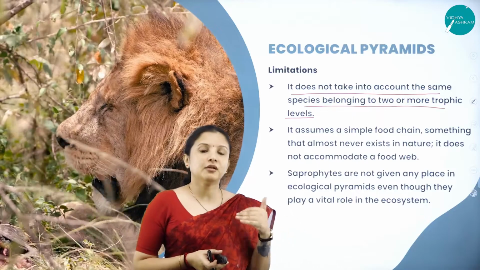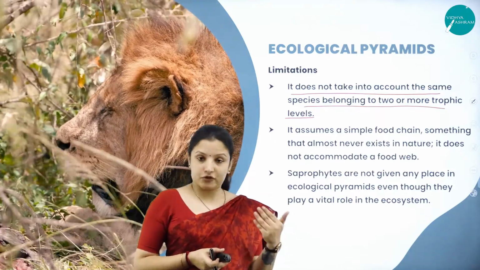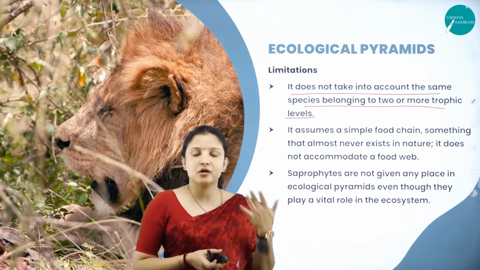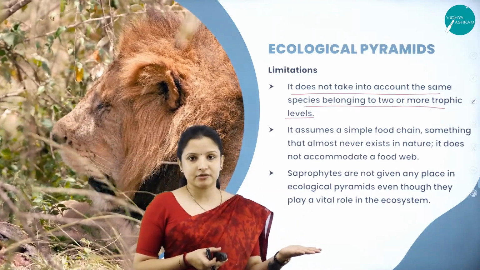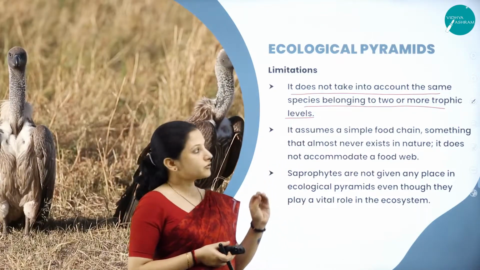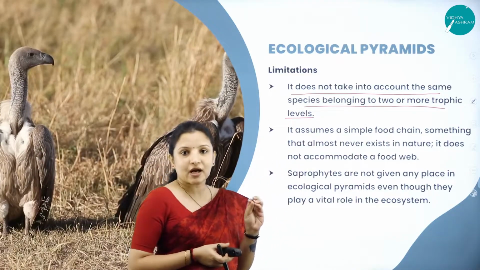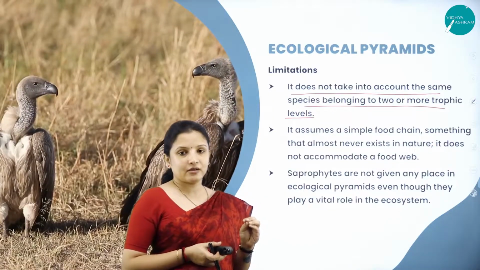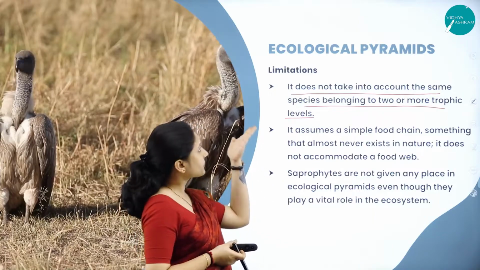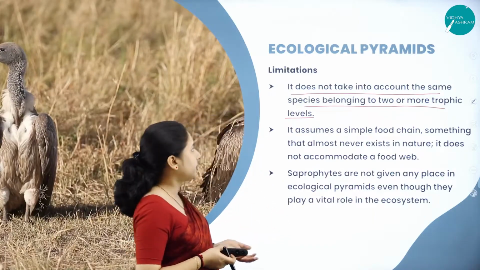Should we put him in the primary consumer, or the secondary consumer, or the tertiary consumer? Because the same species belongs to two or more trophic levels, it creates a lot of confusion. That is one of the limitations of ecological pyramids.